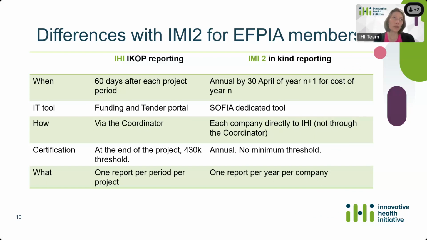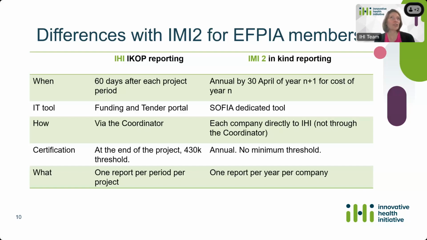And the tool is also different. It's the funding and tenders portal for IKOP and the IHI, while it is the SOFIA tool for the in-kind in the IMI2 projects. For IMI2 in-kind reporting, the company directly reports to IHI, so it's not a reporting that goes through the coordinator, while for IKOP and the IHI grants, the reporting is done via the coordinator, since it's the coordinator who approves all the elements and then submits to IHI.